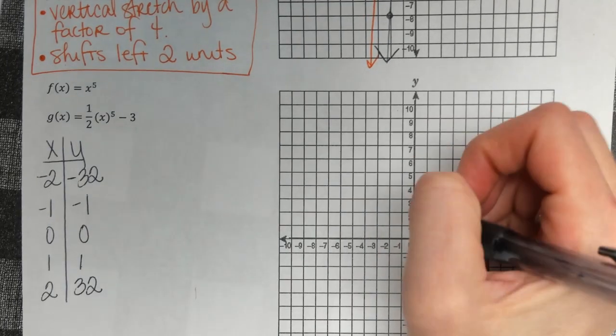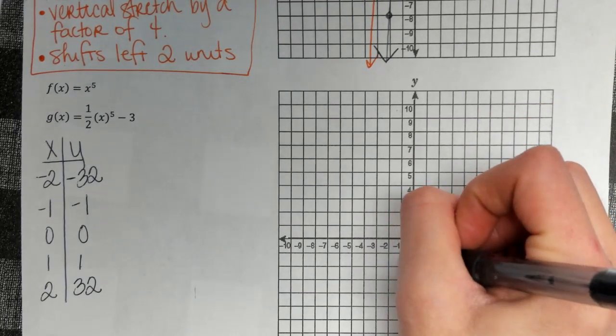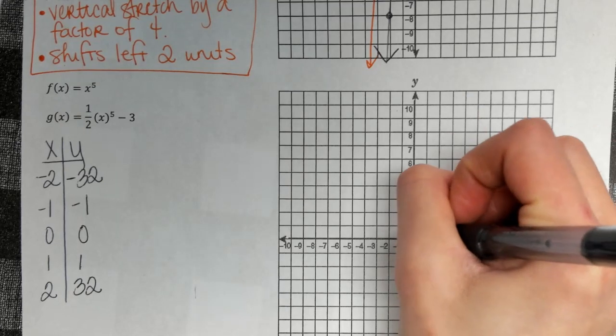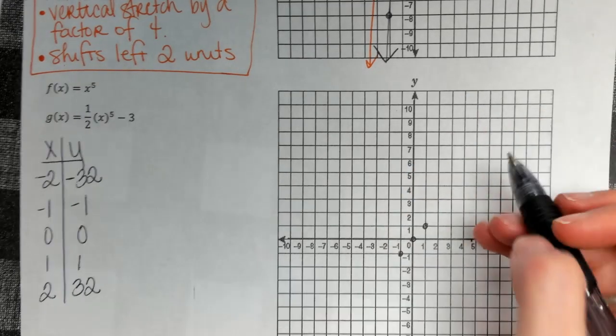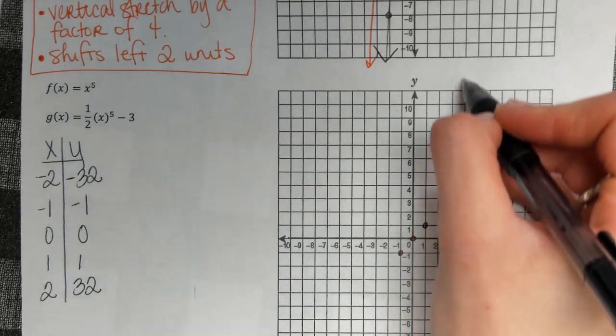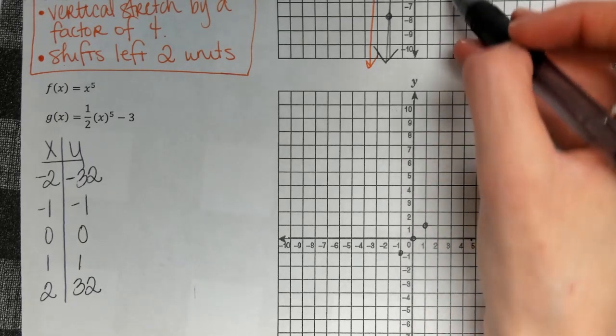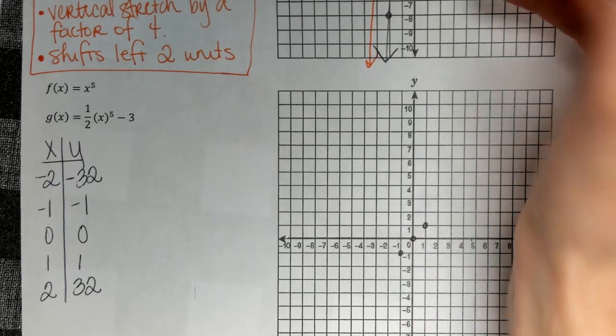Again, 32 won't fit on my graph, but it shows you just how high it's going. So when you go to graph this, don't make it go all the way over here if you know 2, 32 should be all the way up here. Okay?